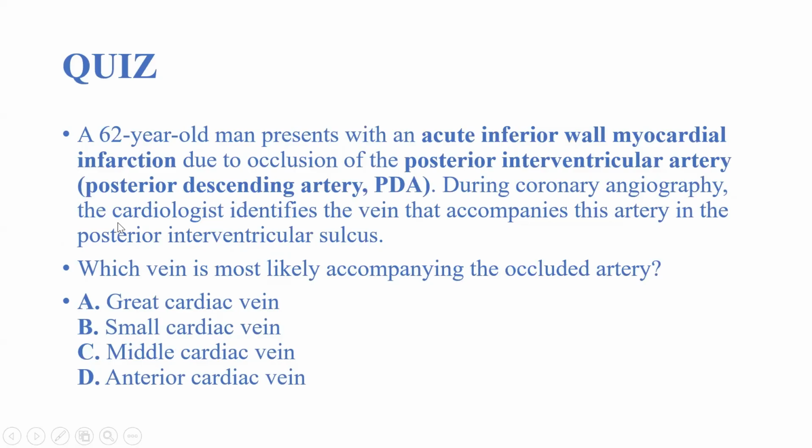Then the third and last one: a 62-year-old man presents with an acute inferior wall MI due to occlusion of the posterior interventricular artery, that is the posterior descending artery. During coronary angiography, the cardiologist identifies the vein that accompanies this artery in the posterior interventricular sulcus. Which vein is most likely accompanying the occluded artery? Option A is great cardiac vein, B is small cardiac vein, C is middle cardiac vein, and D is anterior cardiac vein.